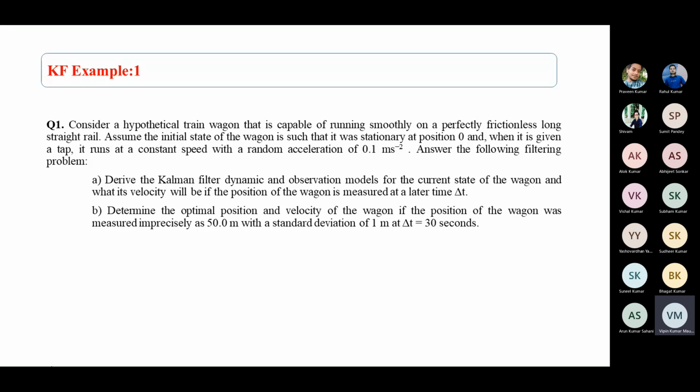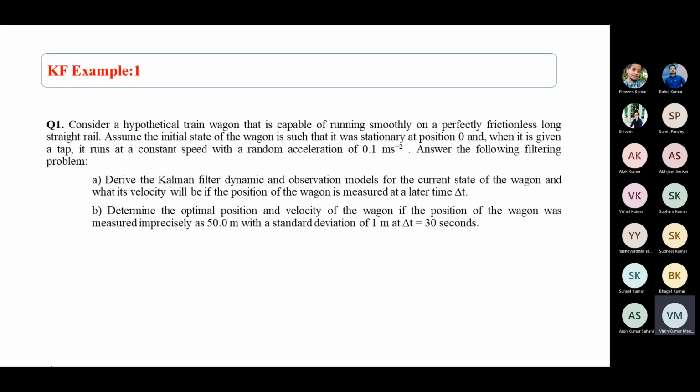It is the second one. If the position of the wagon was measured imprecisely at 50 meters with a standard deviation of 1 meter at delta t equal to 30 seconds. So it is telling about the initial state of the wagon. It was 0. After giving a tap, it was having a constant speed, but with a random acceleration of 0.1 meter per second square. Okay. So it is asking first Kalman filter dynamic and observation models.